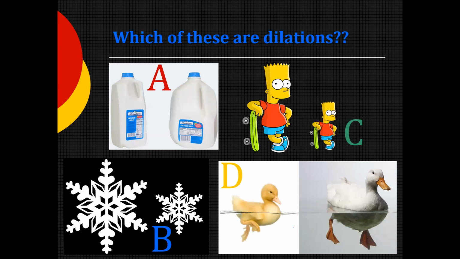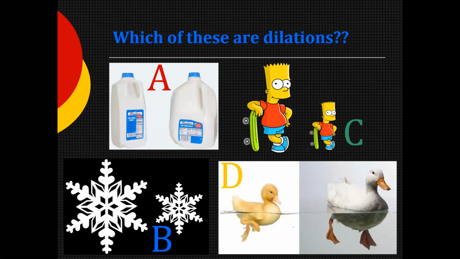C and B. Why? Tell me why. Because they're the same shape but different size. Because everything has to be the same. So A, they don't look like the same thing? No, they're not the same. You can see the way it's curved, the way they form the bottle, the handle. All right, and what about D?